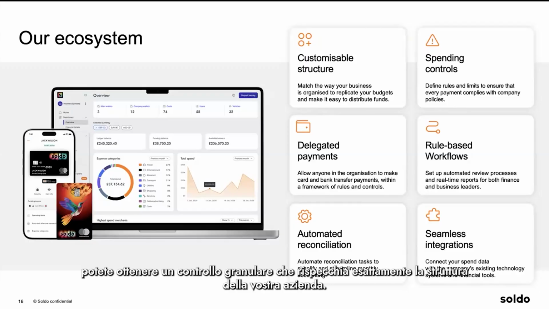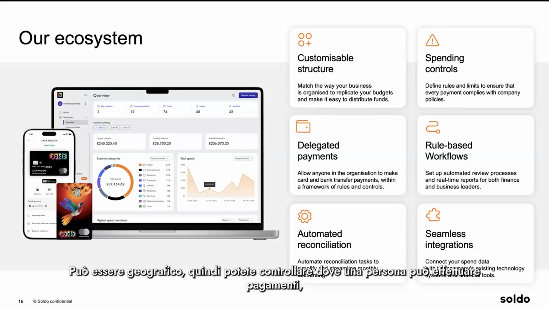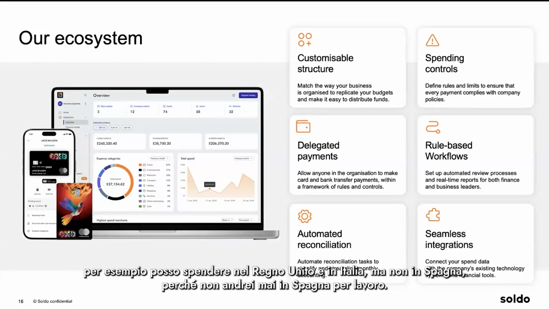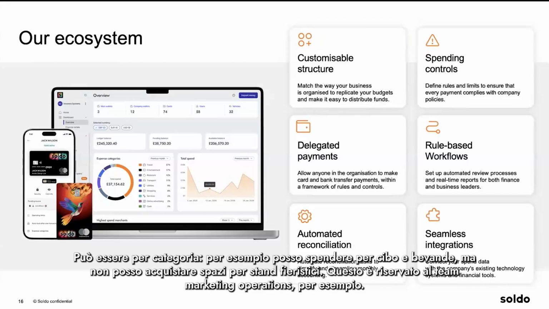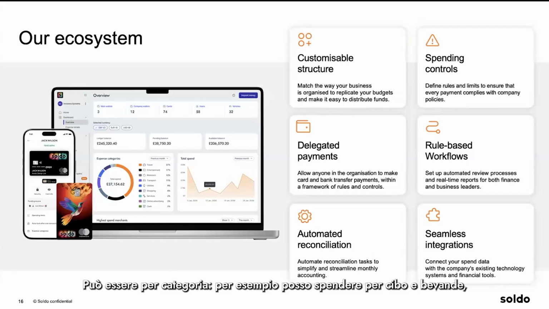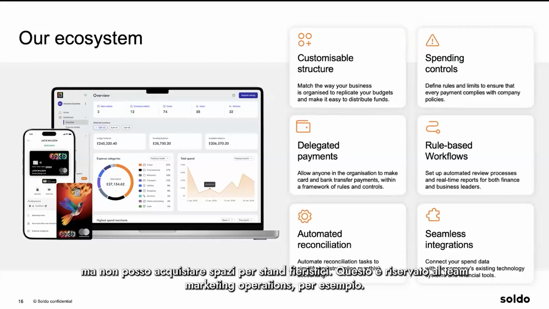You can literally get granular control that reflects exactly how your business is structured. It can be geographical, so you can have control over where somebody can spend. So I can spend in the UK and Italy, but I can't spend in Spain because I wouldn't be going to Spain on business. It could be categorical, so I can spend on food and drink, but I can't buy exhibition stand space. That's reserved for the marketing operations team, for example.